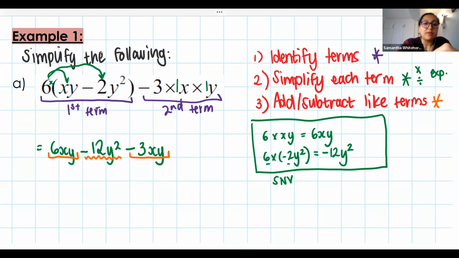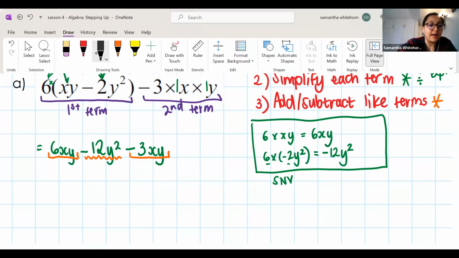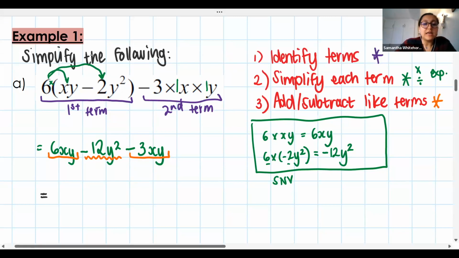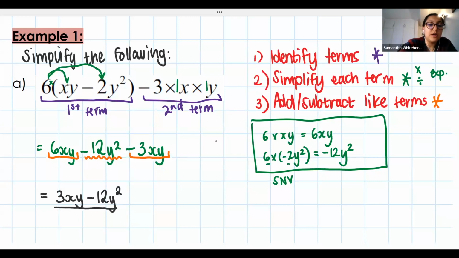Once I've identified my like terms for myself, I can now add them. So the 6xy minus 3xy, think of your number line. 6 minus 3 gives us 3xy. And I can't do anything with this minus 12y squared because it doesn't have any like terms and isn't a like term to the xy terms. So that's it. I've added all of my like terms. I don't have any other like terms to deal with. And so I have simplified my expression.